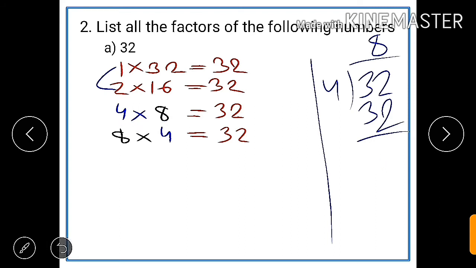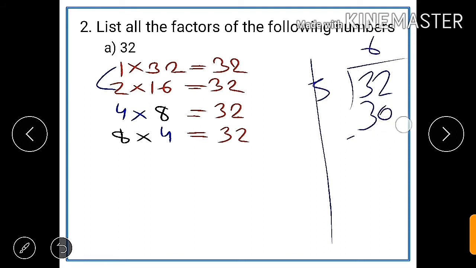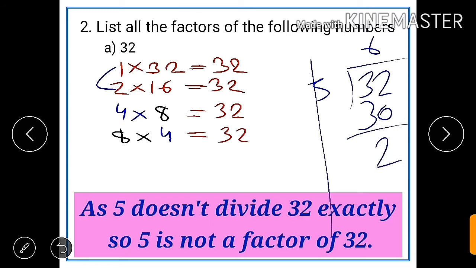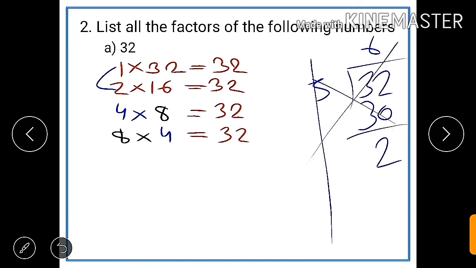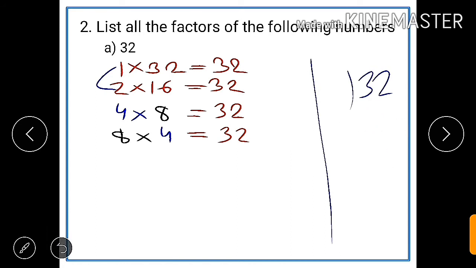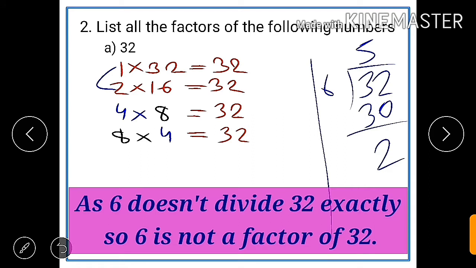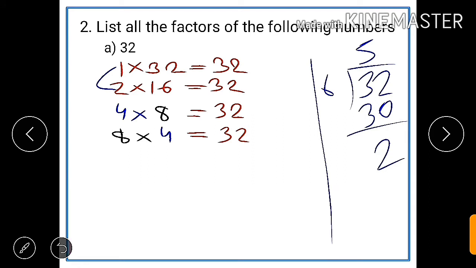Next number is 5, and we will check whether 32 is divisible by 5 or not. 5 6s are 30, and we are getting a remainder 2, which is not equal to 0. Therefore it is not divisible by 5. So we will cancel 5. Next we will check 6. So 32 divided by 6 is 6 5s are 30, and we will get a remainder 2, which is not equal to 0. Therefore 32 is not divisible by 6, or you can say 6 cannot divide 32 exactly, so we will cancel 6. Next we will check 7.